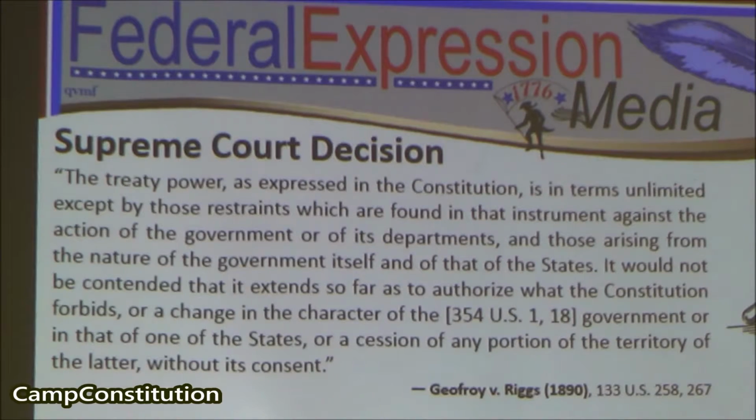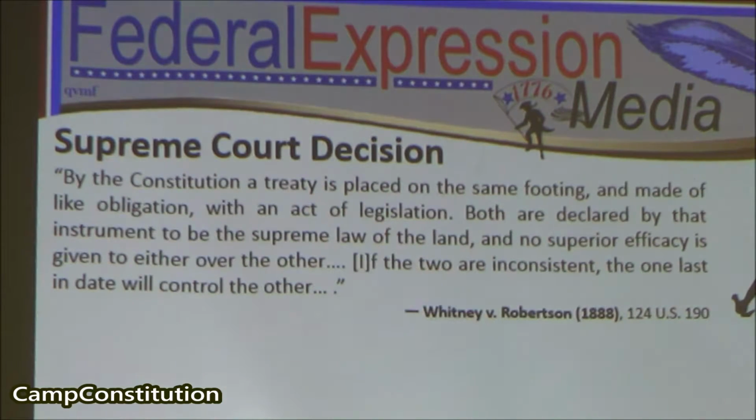Okay? So when the opinion came down, the Supreme Court said that the treaty power as expressed in the Constitution is in terms unlimited except by those restraints which are found in that instrument against the actions of the government or of its departments, and those arising from the nature of the government itself and of that of the states. So it would not be contended that it extends so far as to authorize what the Constitution forbids, for a change in the character of the government or in that of one of the states, or a cession of any portion of the territory of the latter without its consent. Okay. So here, the court is saying there are limits on treaties, right? And that the Constitution itself is part of that limit.